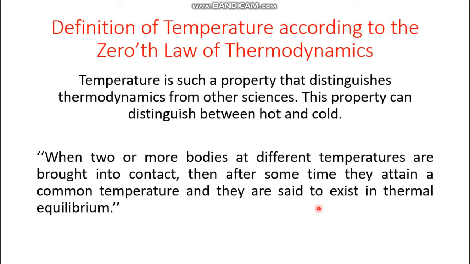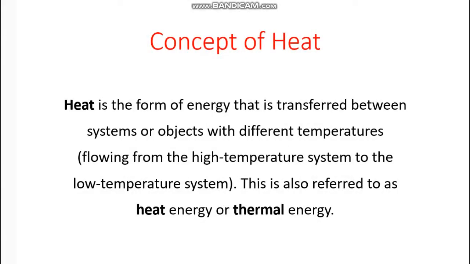So that's all about the zeroth law of thermodynamics, its example, its elaboration, and the definition of temperature from its perspective. Now let's move on to our next topic, which is about heat energy. So what is the concept of heat? Heat is the form of energy that is transferred between systems or objects with different temperatures. So heat energy will be transferred only among the bodies which have different temperatures.